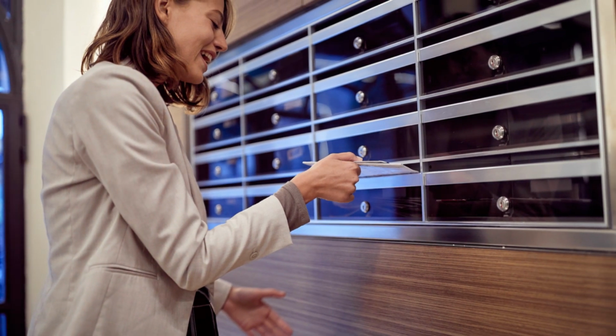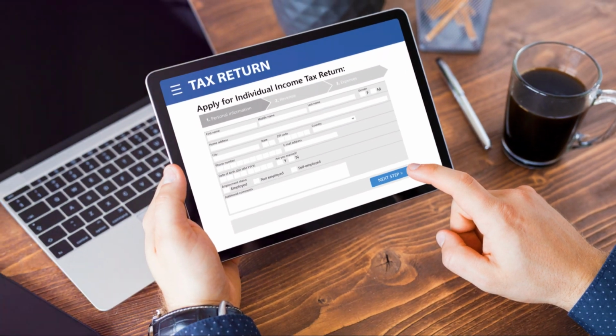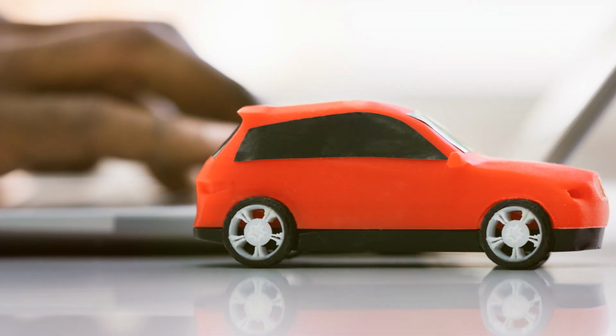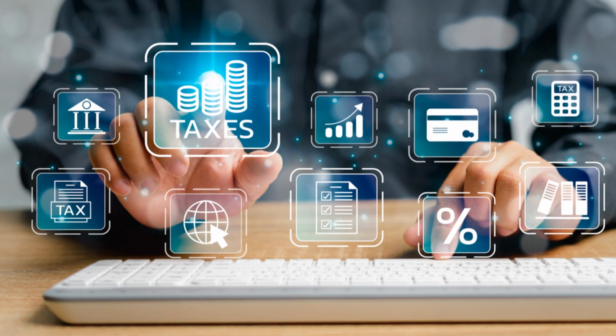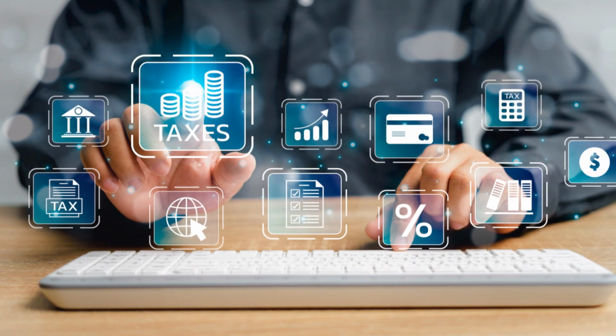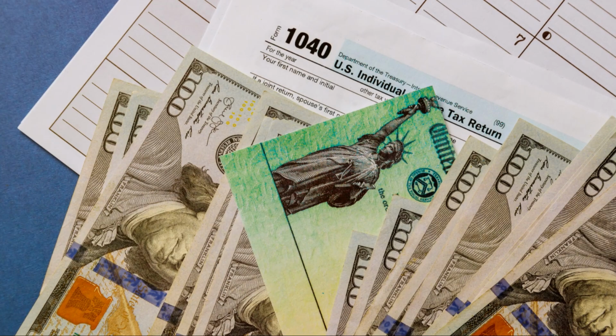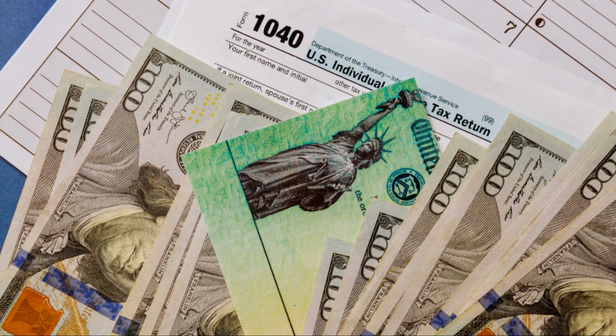Add postage and mail it to the IRS. For e-filing. Step 1. Choose a reliable tax software. Step 2. Enter your information accurately. Step 3. Review and submit your return electronically. Step 4. Wait for confirmation and your refund, if applicable.